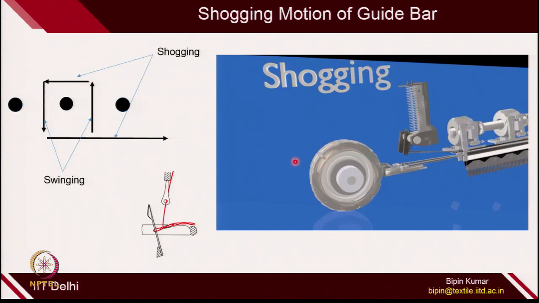So, this is the pattern drum which is responsible for the shogging motion of the guide bar. This pattern drum is revolving, and it is connected with this particular guide bar with the help of a push rod. This push rod actually follows the profile of the pattern drum, and there is a crest and trough on this pattern drum with the help of the chain link arrangement. Because of this, the push rod shifts laterally in the positive and negative directions. Because of that, the guide bar gets the lateral shift.